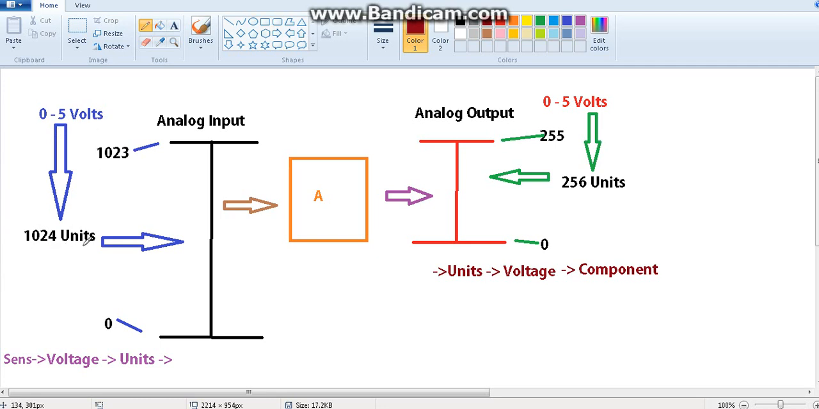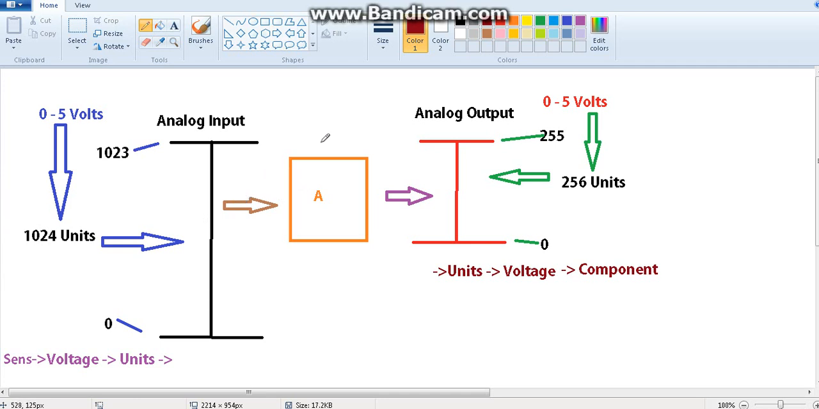This is converted into 1024 units, or in other words, we have a scale with 1024 units that takes the 5 voltage and divides it into 1024 units. So depending on the voltage that is coming, that will be compared with the 1024 unit scale, and how many units that particular voltage can fill up, that value is our analog read value.